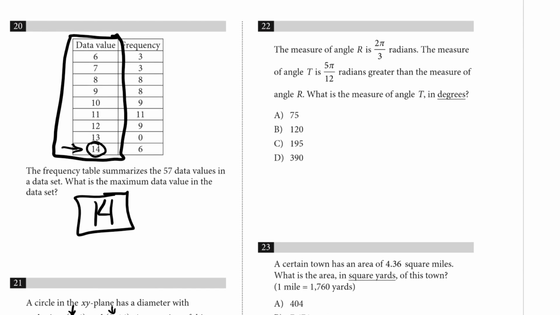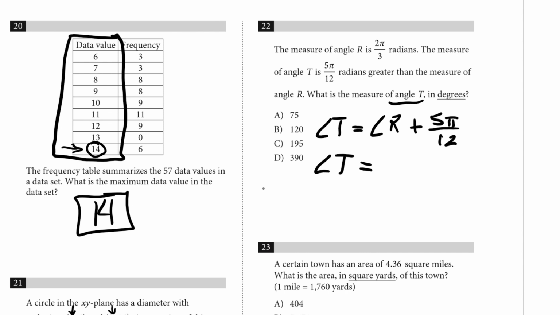22. The measure of angle r is 2 pi over 3 radians. The measure of angle t is 5 pi over 12 radians greater than the measure of angle r. What is the measure of angle t in degrees? The first thing we have to do is figure out what the measure of angle t is. They tell us that the measure of angle t is going to be the measure of angle r plus 5 pi over 12. The measure of angle r is 2 pi over 3, and we're going to add that to 5 pi over 12.